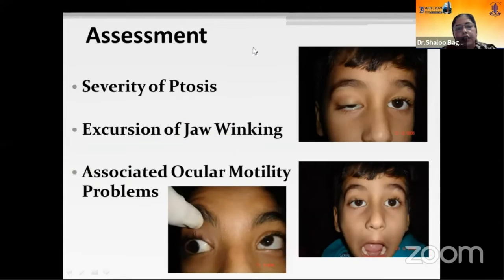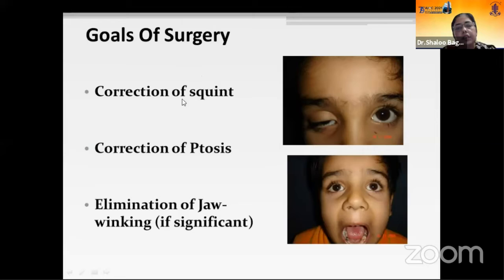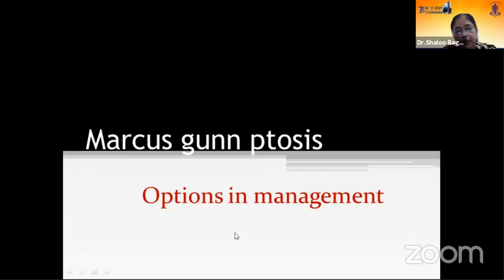And for management, we need to assess the severity of ptosis, the excursion of jaw winking, and about 50% of the cases have associated squint. So we need to assess the ocular motility in these cases. The goal of surgery is to correct squint. If it is associated with squint, then we have to correct ptosis and eliminate jaw winking if it is significant.